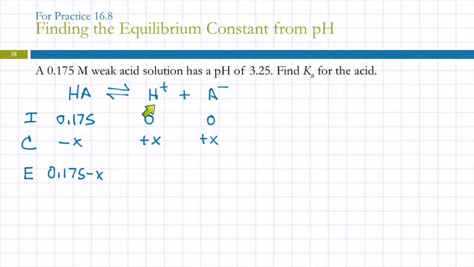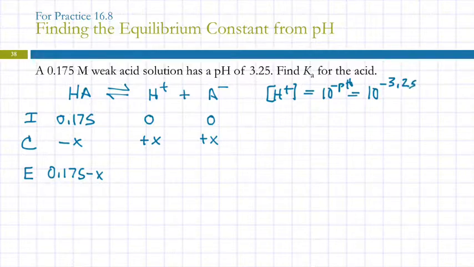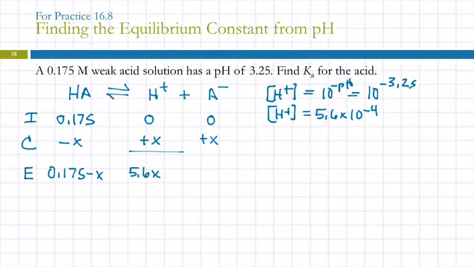The pH is going to tell us what the equilibrium concentration of the hydrogen ion is. So the hydrogen ion concentration is going to equal 10 to the negative pH, which is 10 to the negative 3.25. That's 5.6 times 10 to the minus 4. So that's the equilibrium concentration of the hydrogen ion, 5.6 times 10 to the minus 4.